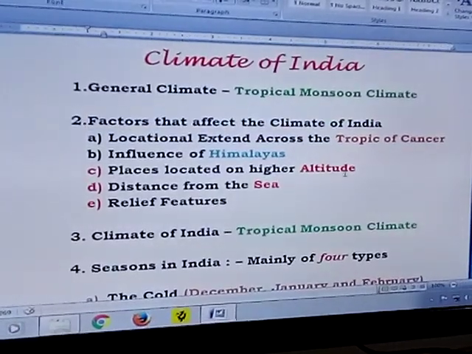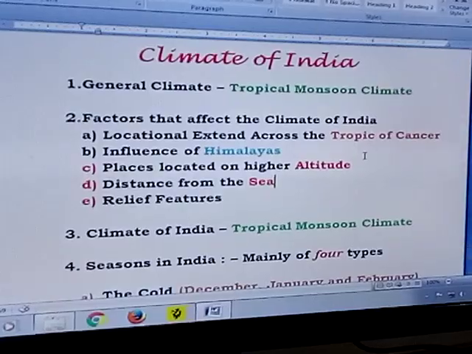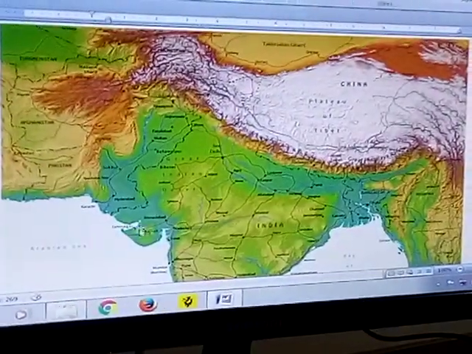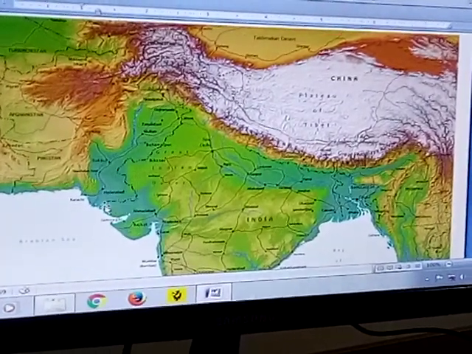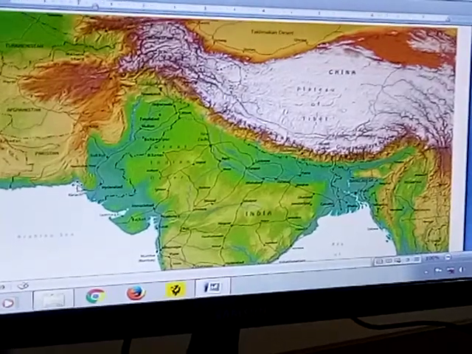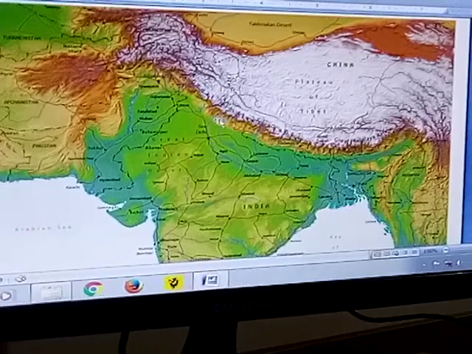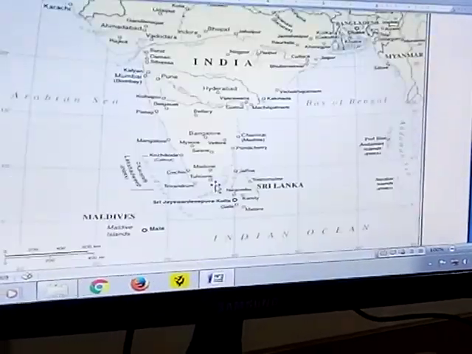The first factor is the location and extent across the Tropic of Cancer. Remember, once again go back to the map. The Tropic of Cancer is around this place, so that means it is almost in the middle. Therefore, more or less India has a tropical climate. That's one thing to know.